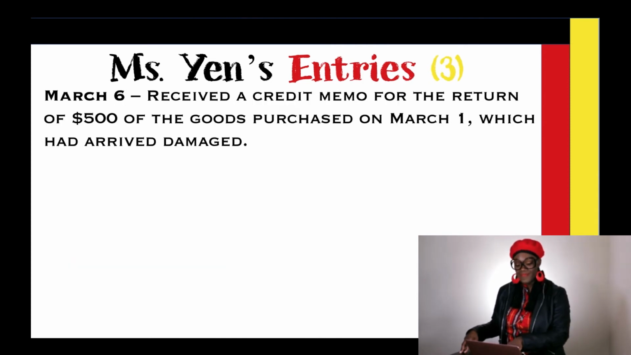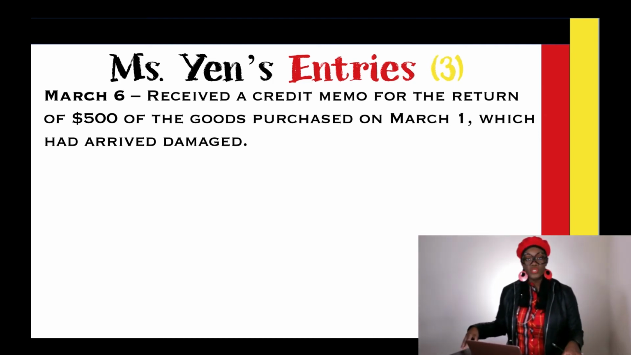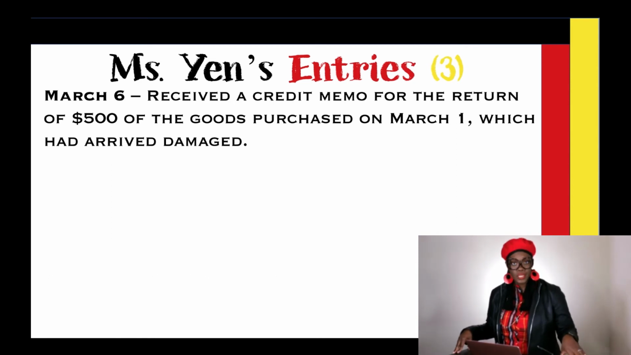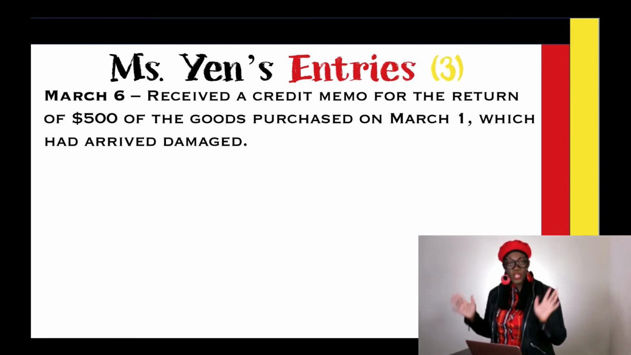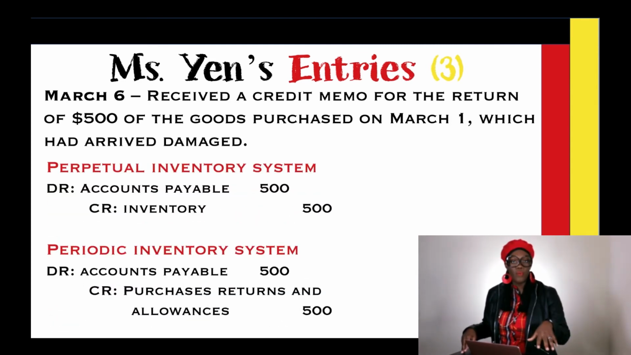Send me an email. All right, on March 6th, that's my mommy's birthday, she received a credit memo for the return of $500 of the goods, which had arrived damaged. So basically, Miss Yin received $500 of those goods. They were damaged, so she had to send them back. The credit memo basically says, here's your money back, or you don't have to pay us for that portion of it.